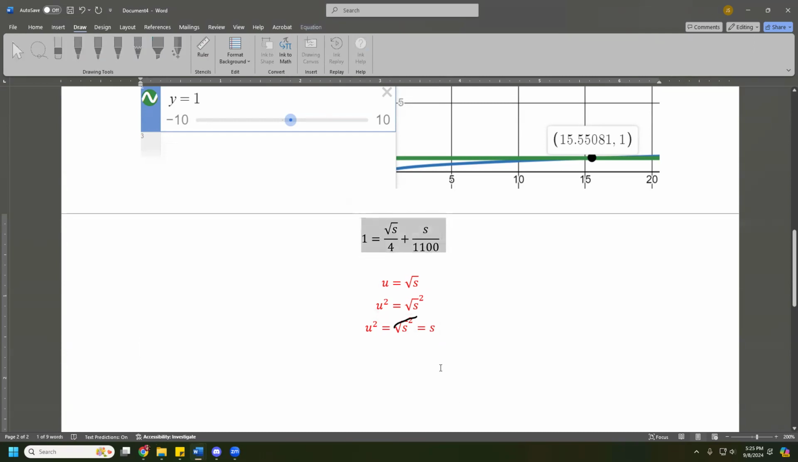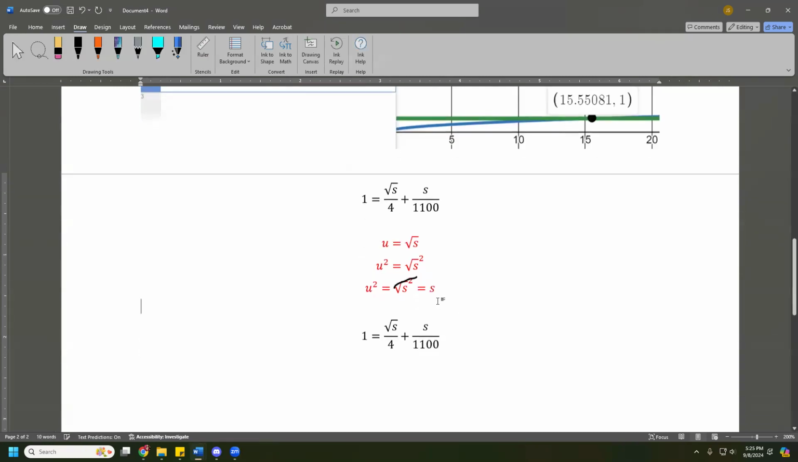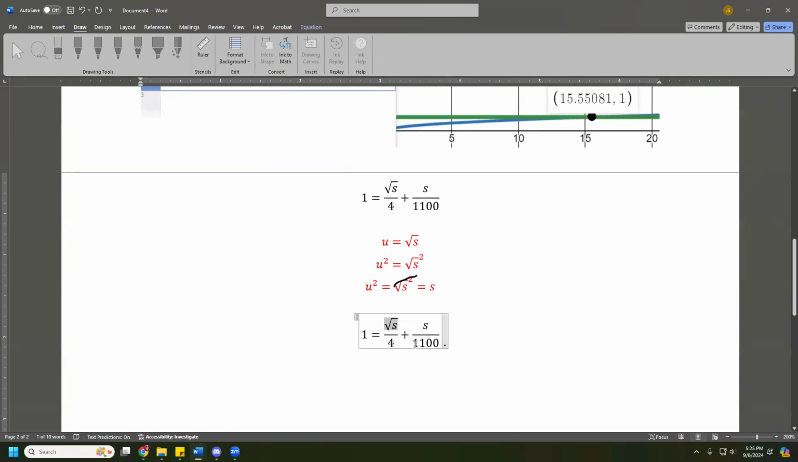So going back to this equation, what this does is everywhere I see a square root s, I get to change that with u. So this is going to end up being u over 4 instead of square root s over 4. And same thing over here. This tells me s is equal to, skip over the middle part, u squared. And that's going to give me another replacement.